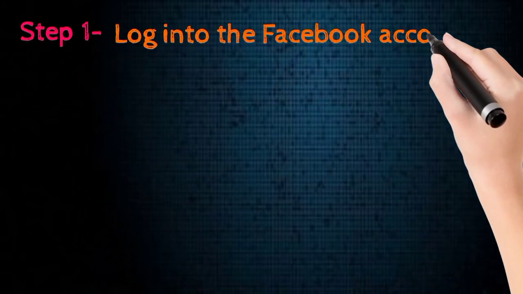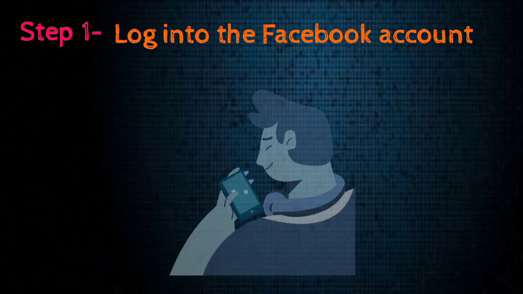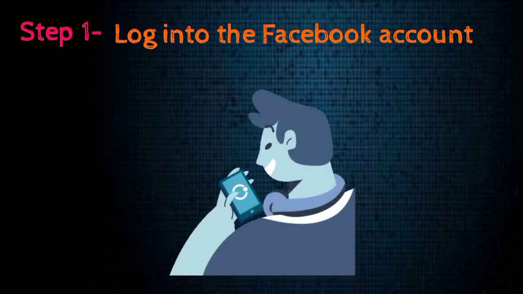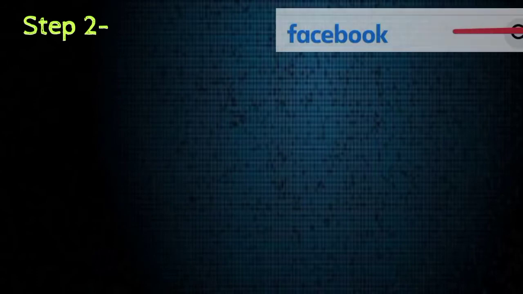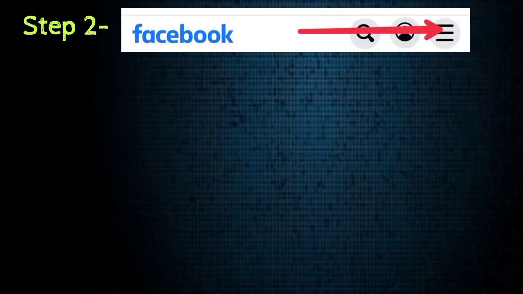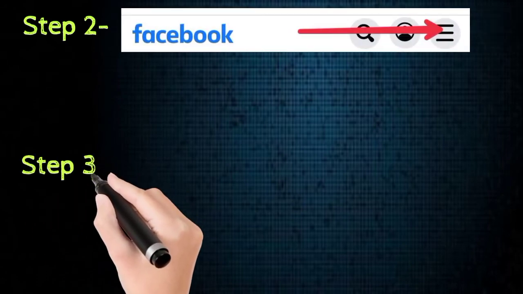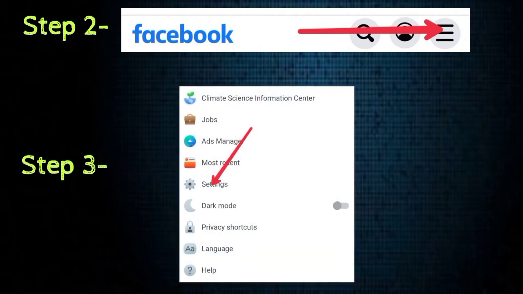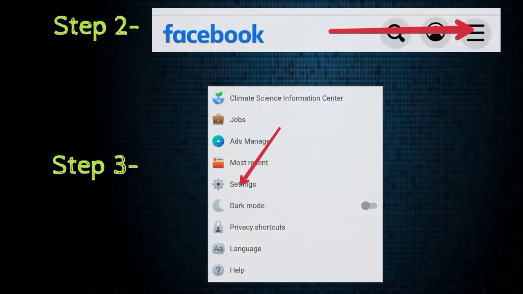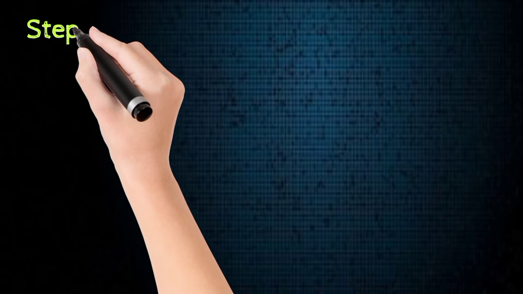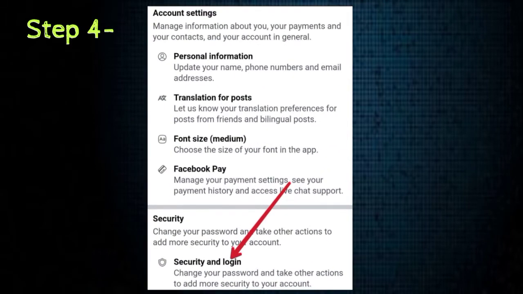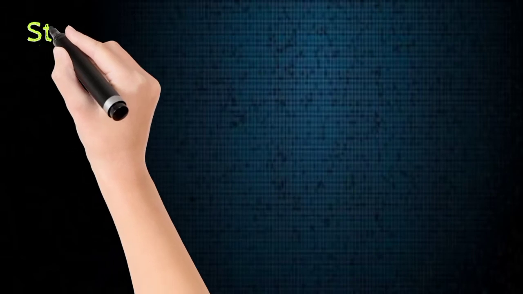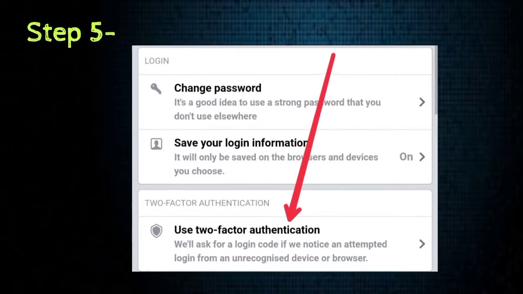If you are using a Facebook account, you know how to log in. So simply log into your account. Then go to settings. Click on security and login. Then use two-factor authentication.